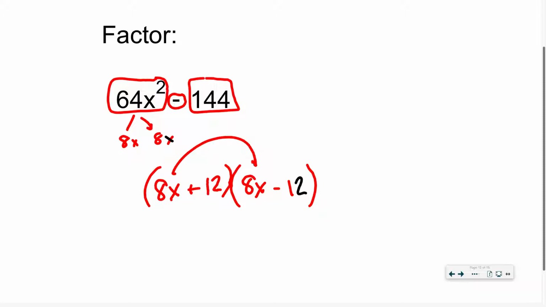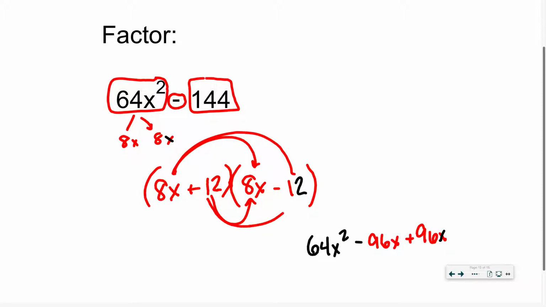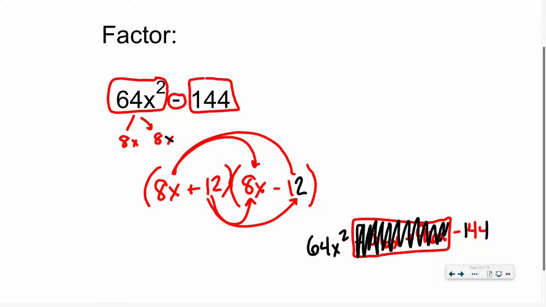And just to check, 8x times 8x is 64x squared. 8x times negative 12 is negative 96x. Positive 12 times positive 8x is positive 96x. And then 12 times negative 12 is negative 144. 8 times 12 is 96. These terms would have been eliminated, leaving you with 64x squared minus 144.